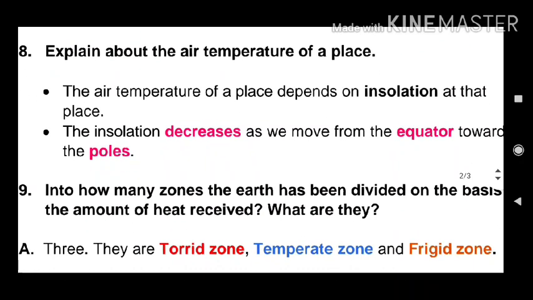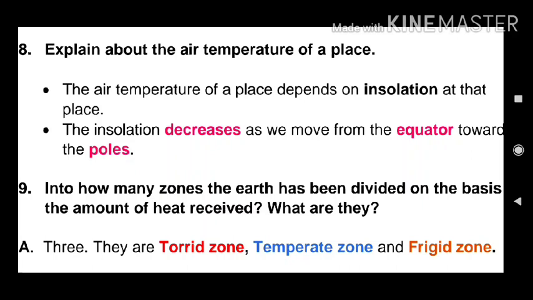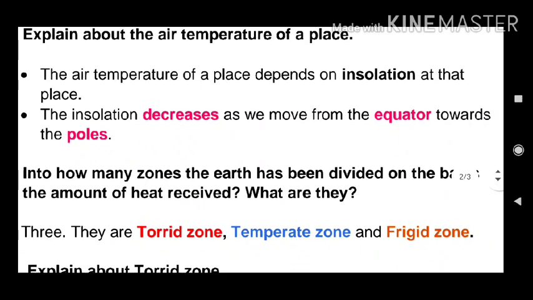Next question, explain about the air temperature of a place. The air temperature of a place depends on insolation at that particular place. At a particular place, the amount of solar radiation received by the Earth decides the air temperature at that particular place. The next point is the insolation decreases as we move from the equator towards the poles. So as we move from the equator towards the poles, the insolation keeps on decreasing.